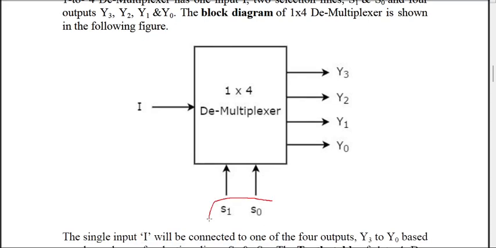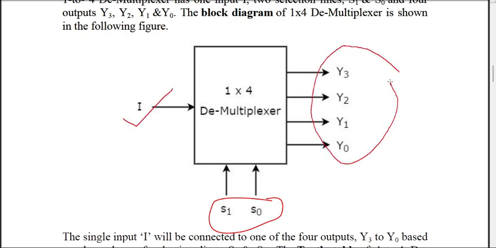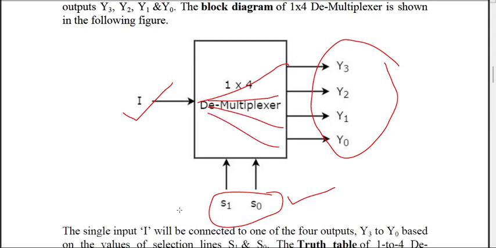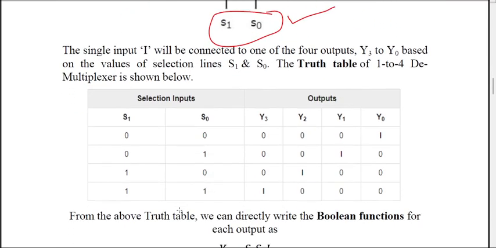S0 and S1 represent the control bits, Y I is the input line, and these four are the output lines. So what you have to do is choose one of these four lines depending upon the value of S0 and S1. We decide the values of S0 and S1 in such a way that I will be directed to one of the lines.